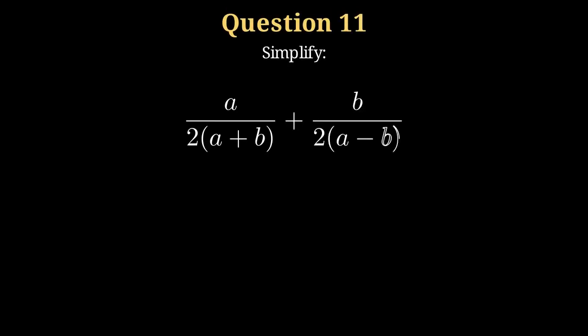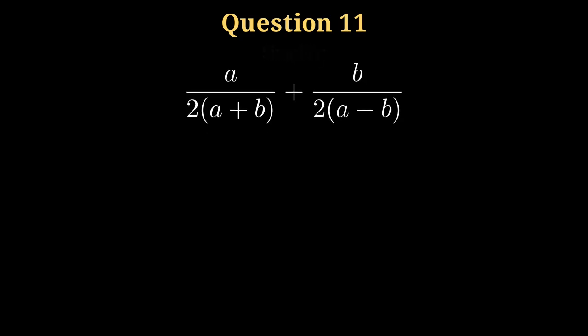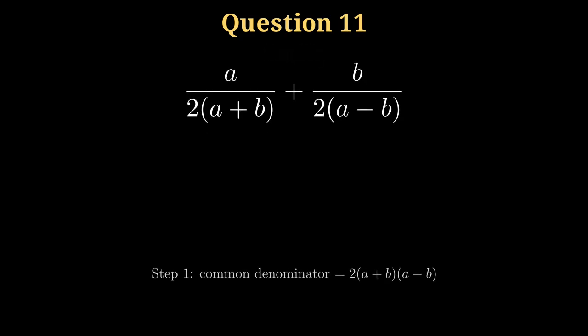Question 11 asks us to simplify the sum of two algebraic fractions, a over 2(a+b) plus b over 2(a-b). To add fractions, we need a common denominator. The two denominators are 2(a+b) and 2(a-b). Their common denominator is 2 times (a+b) times (a-b).